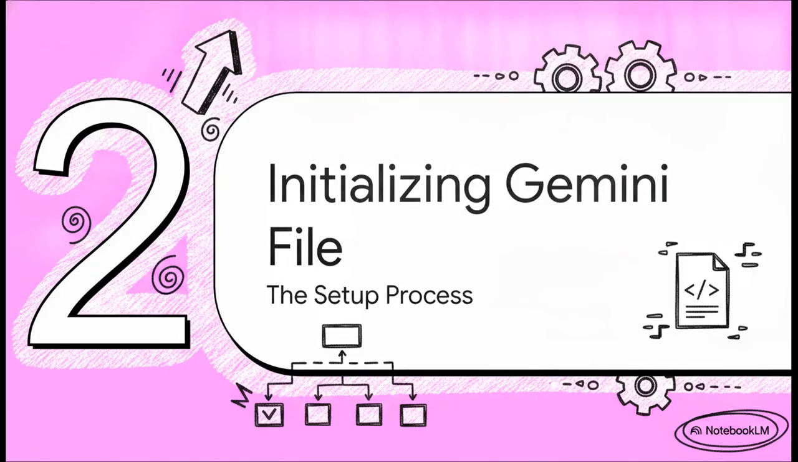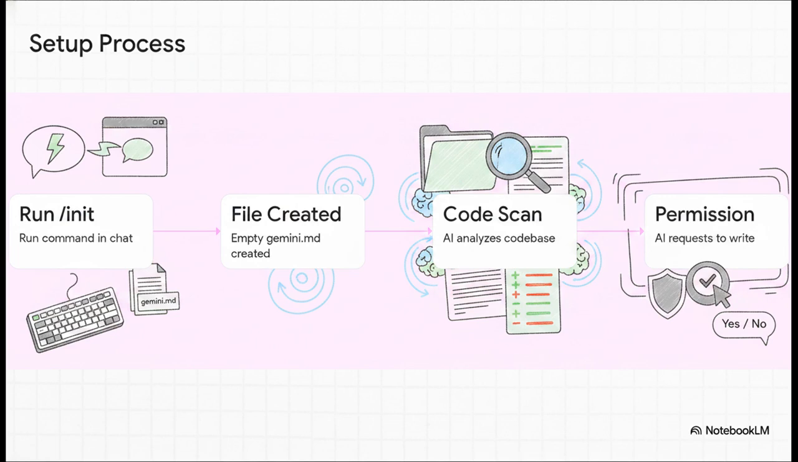Which brings us to section 2, initializing your Gemini file, the setup process. The entire setup process kicks off with just a single slash command in your chat window. Step 1, you just type /init. That's a special command telling the Gemini CLI to go ahead and scan the codebase.